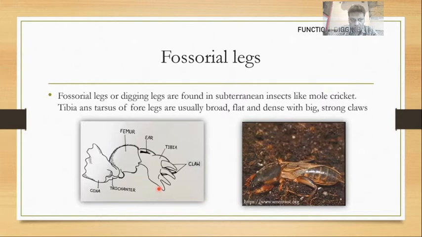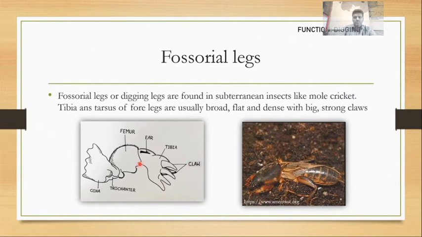Next type is the fossorial legs. Fossorial means adaptation to digging. There are many insects who live underground. They are known as subterranean insects. Now, if you are living underground, then you need some apparatus to dig the soil. Mole crickets have specific types of forelegs which help them in digging.